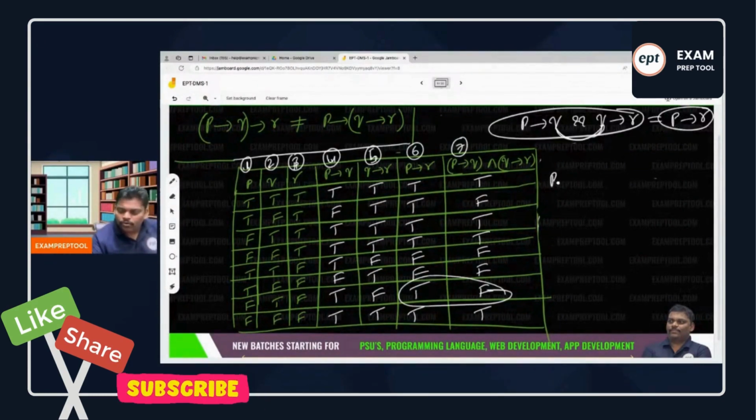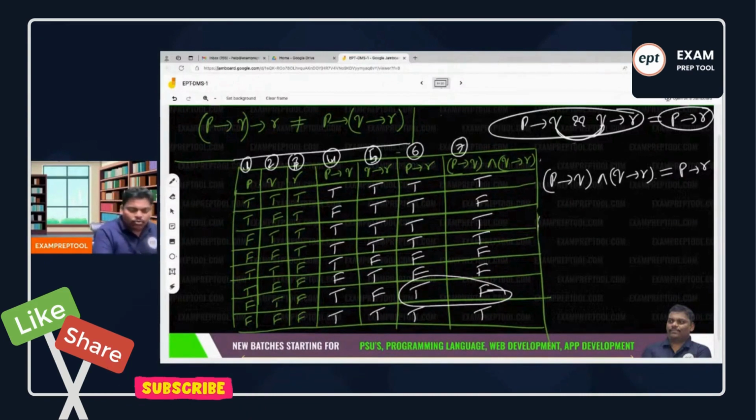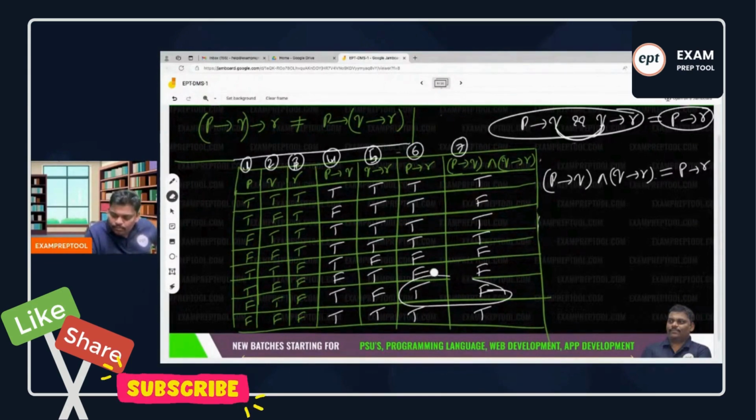From this, can I conclude that P implies Q AND Q implies R is equal to P implies R? It is wrong. So be careful, these two are not equal. Check, if anyone says true, please let me know. The second row also is not the same. If anyone says equal, let me know.